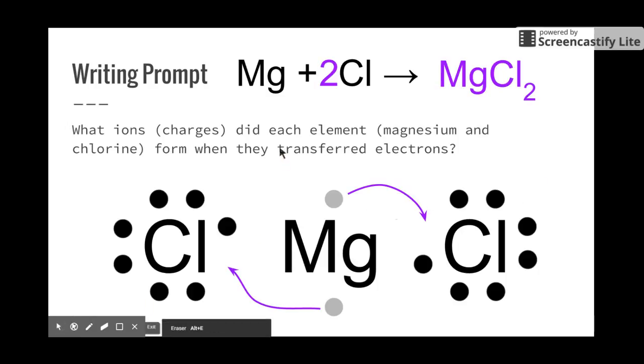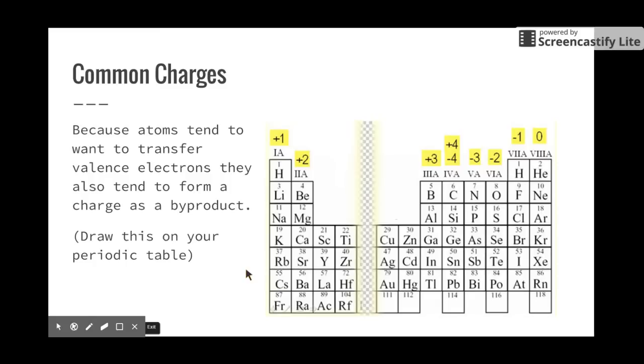So here's where we're going to see that. +2, -1 times 2, we get a total compound charge of 0. That's why you never write charges in the formula over here. You only write numbers of particles. So you need to know the common charges.